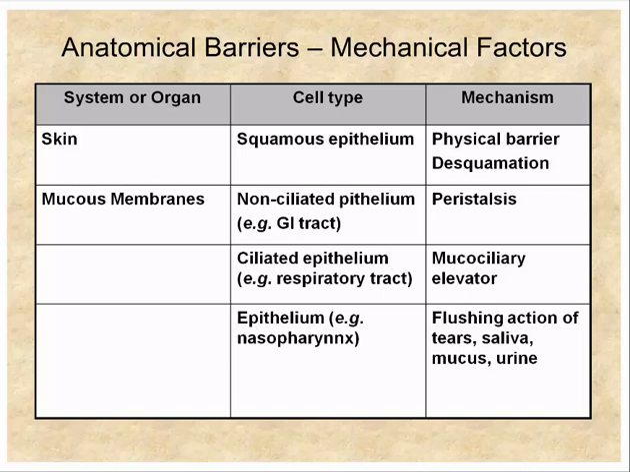The ciliated epithelium in the respiratory tract, this mucociliary elevator, helps get rid of any bacteria that we inhale. We're going to cough that up, and it'll be removed. Okay. In the epithelium, the flushing action of the tears and saliva and the urine helps keep these body cavities clean. Okay, so that's all considered as part of these anatomical barriers of this system.